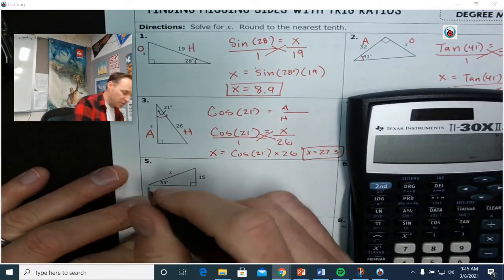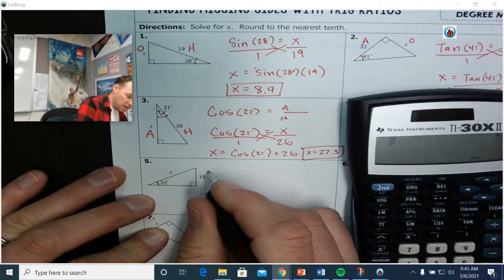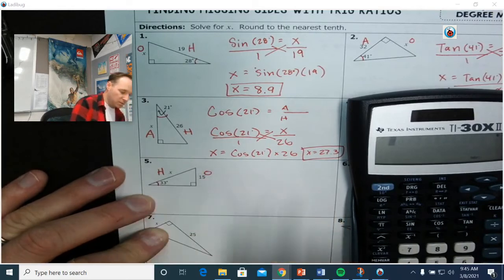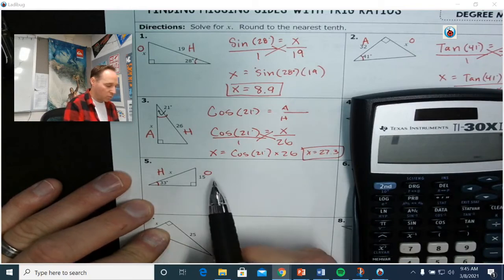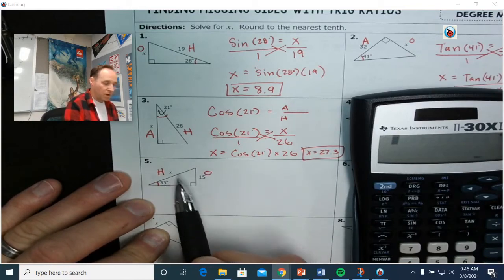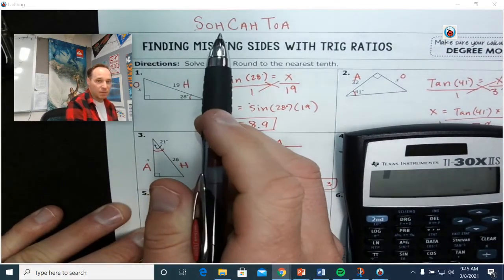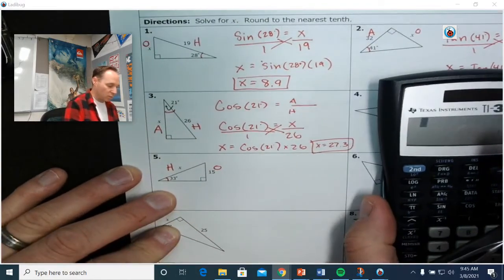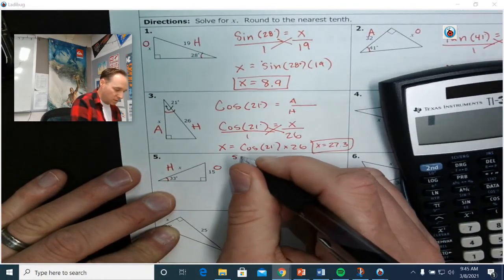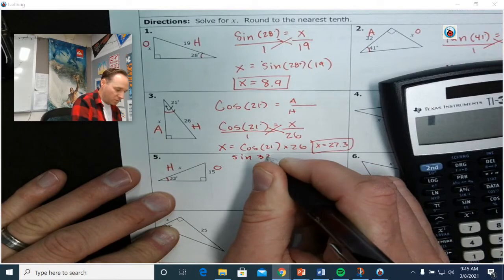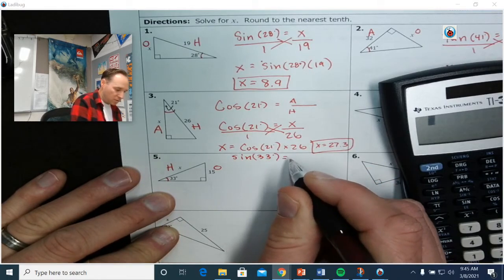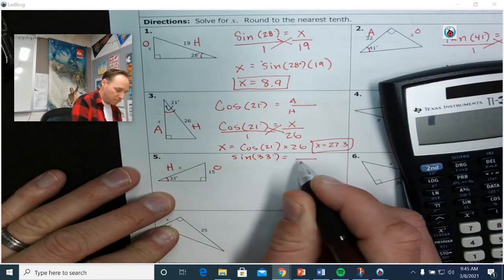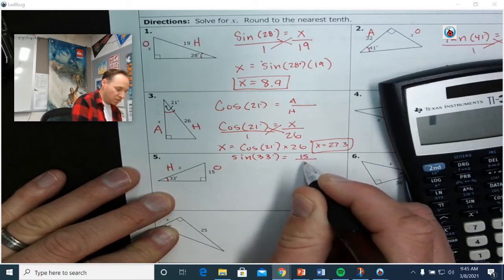Step number 1, reference angle, and label our sides. Opposite, hypotenuse, and let's figure out what trig ratio we're going to use. Well, opposite and hypotenuse, I know that that is opposite over hypotenuse, that's our sine. So we're going to be using our sine ratio. So the sine of 33 degrees will equal the opposite over the hypotenuse, 15 over x.